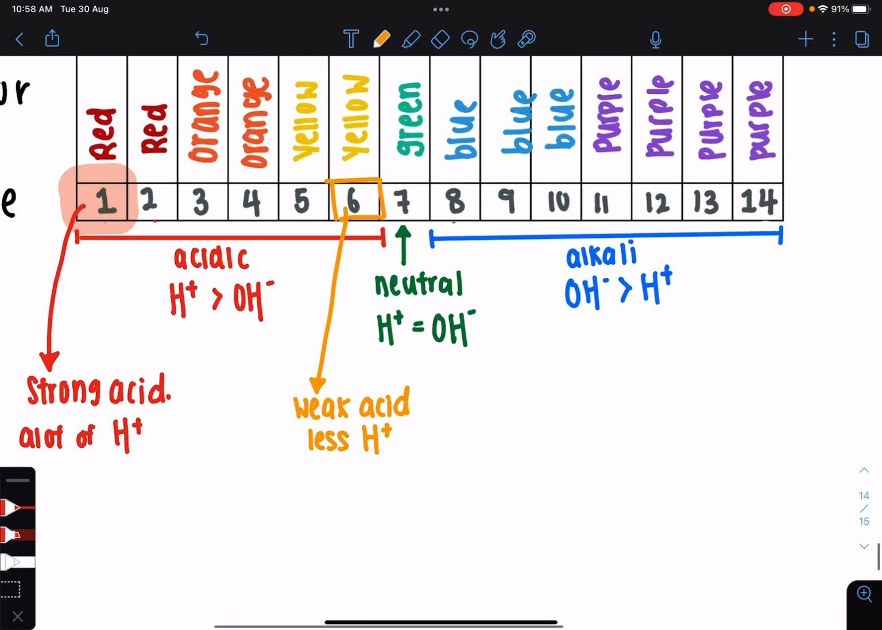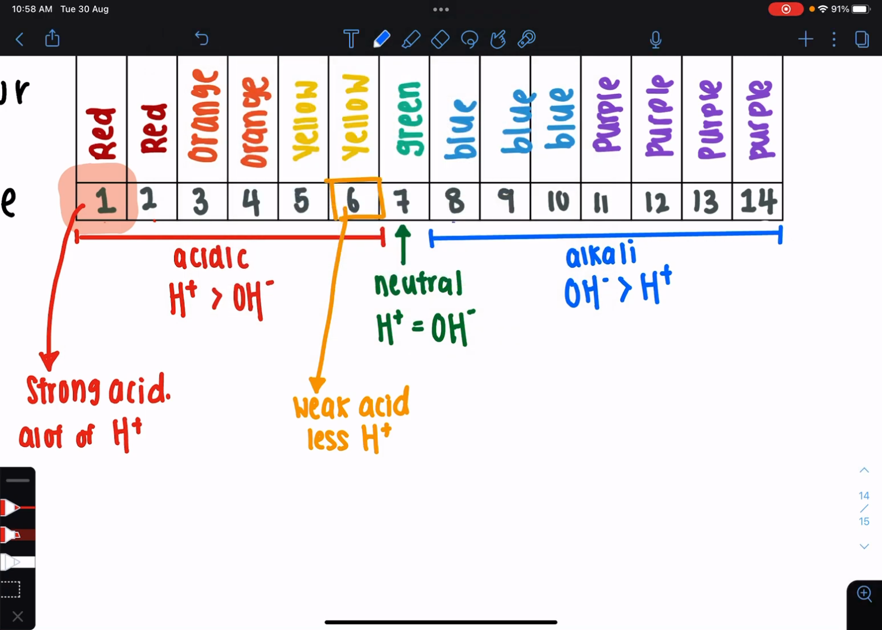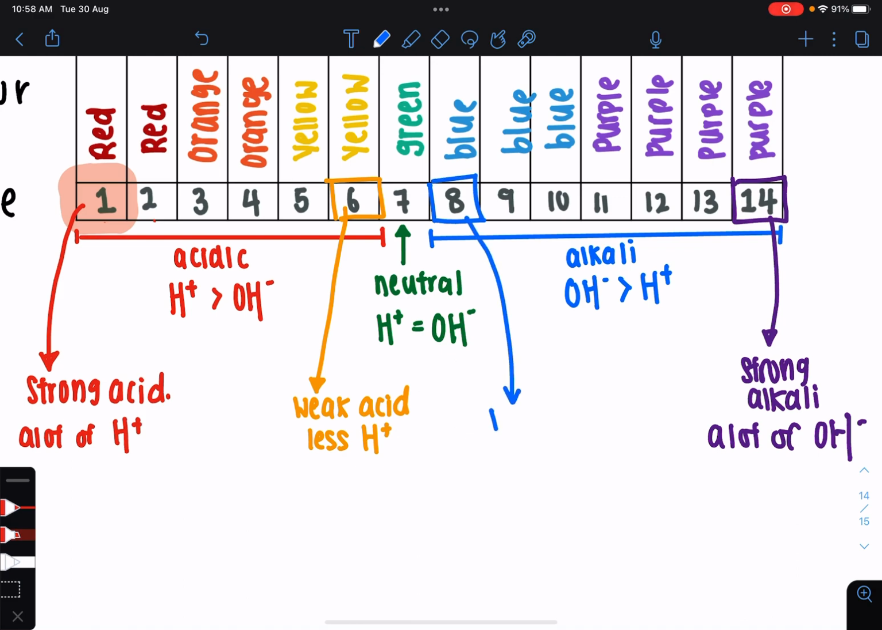A similar pattern can be seen for the alkali range. So for the alkali range, the bigger the number, so at pH 14, we would say this is a strong alkali. In a strong alkaline solution, there are a lot of hydroxide ions, whereas when the number becomes much smaller, like pH 8, we will say that this is a weak alkali. So there are still more hydroxide than hydrogen ions, but much fewer hydroxide ions.